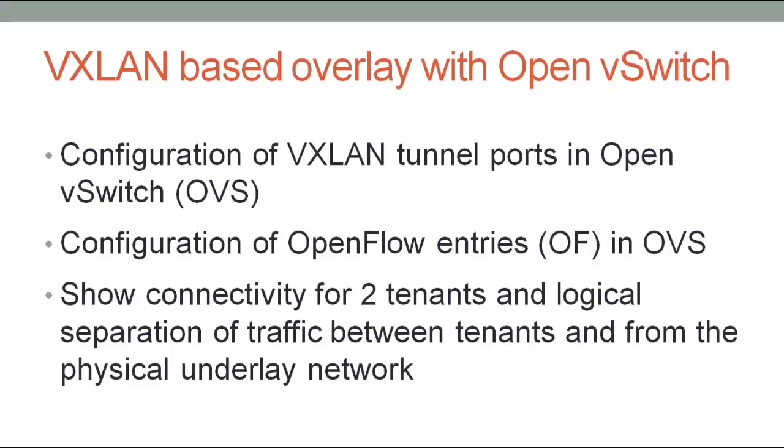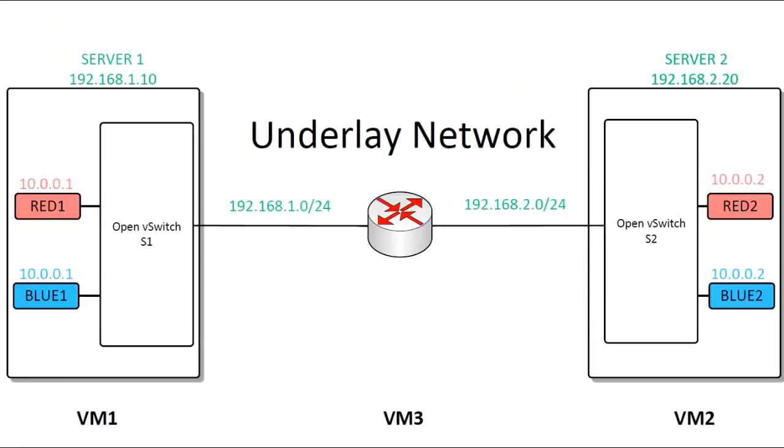Here I'll show the configuration of VXLAN tunnel ports in OVS. Then I'll manually add OpenFlow flow entries to make use of the VXLAN tunnel. I'll demonstrate the tunnel in action, showing connectivity for 2 tenants over the tunnel. Overview. Let's jump right in.